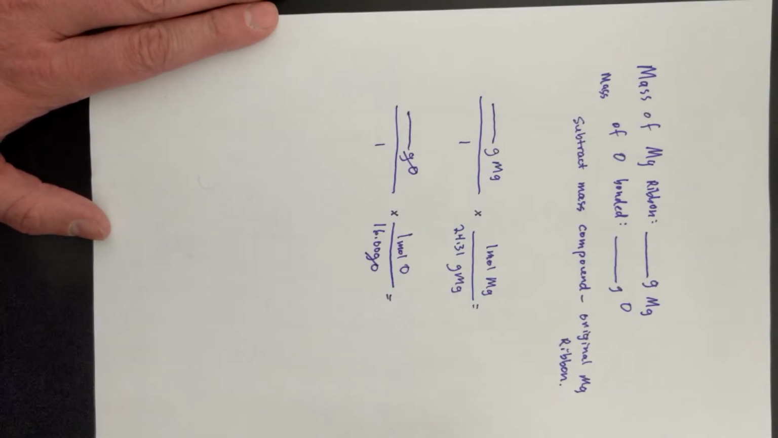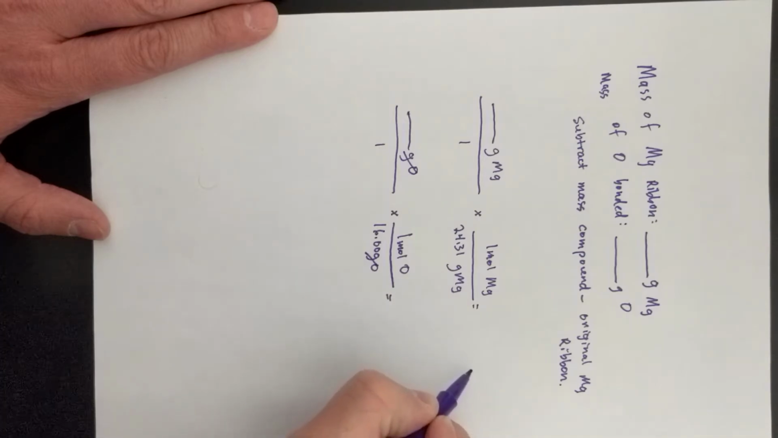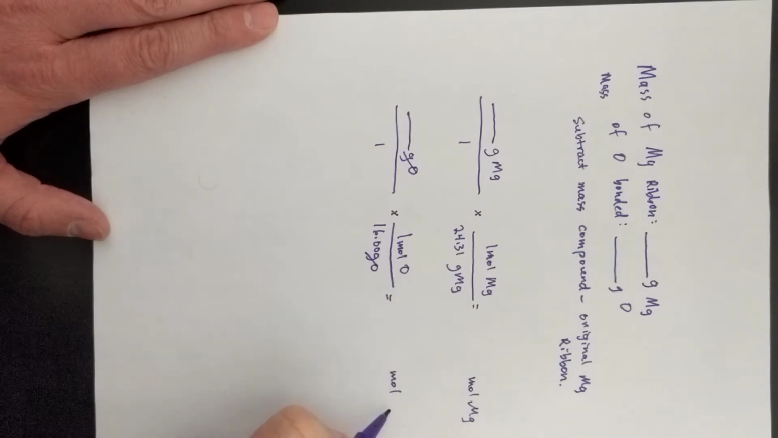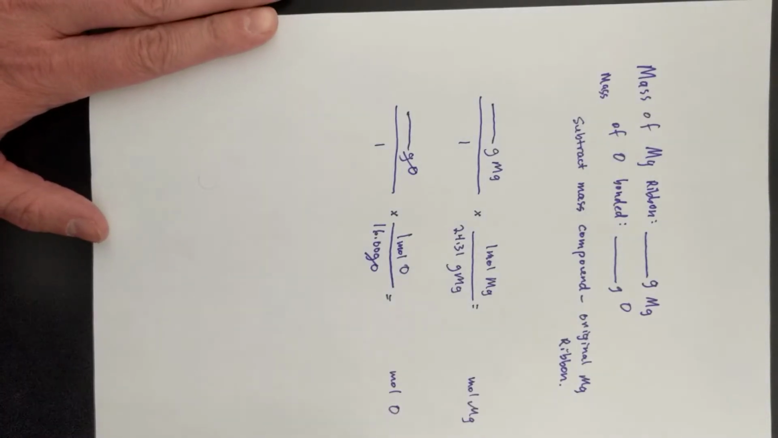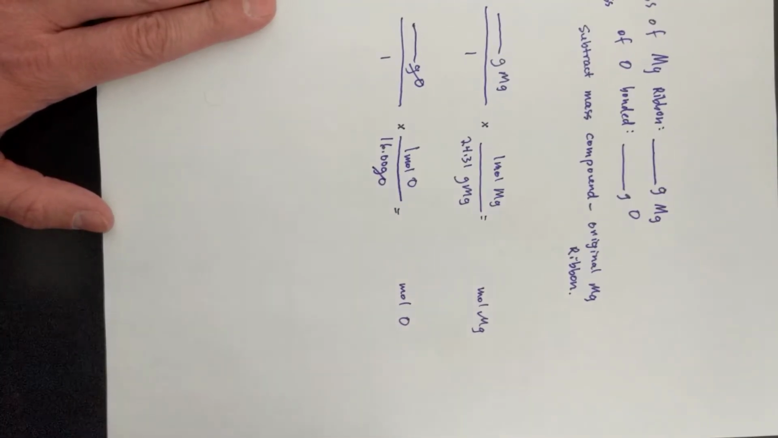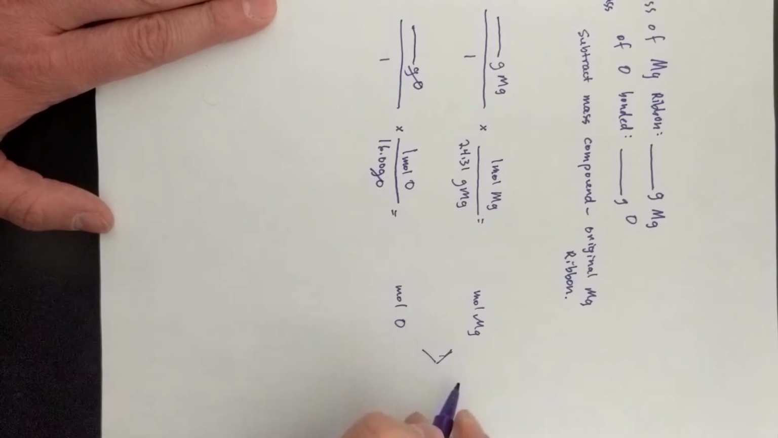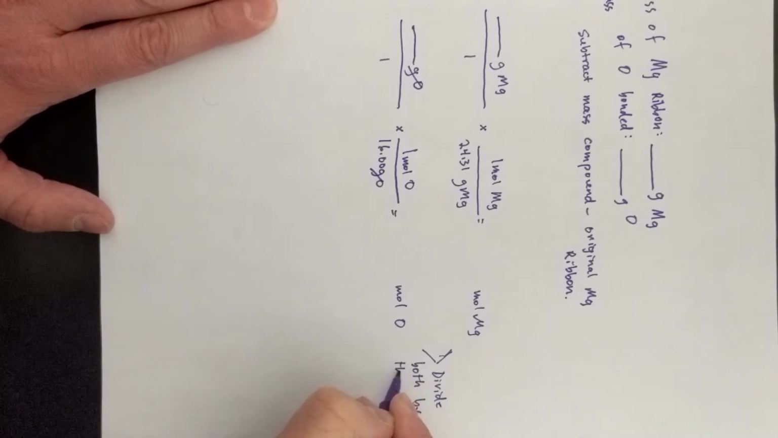So once you obtain those two values, it'll be moles of Mg, moles of O. The next thing you'll do is evaluate these two numbers and divide both by the smallest number.